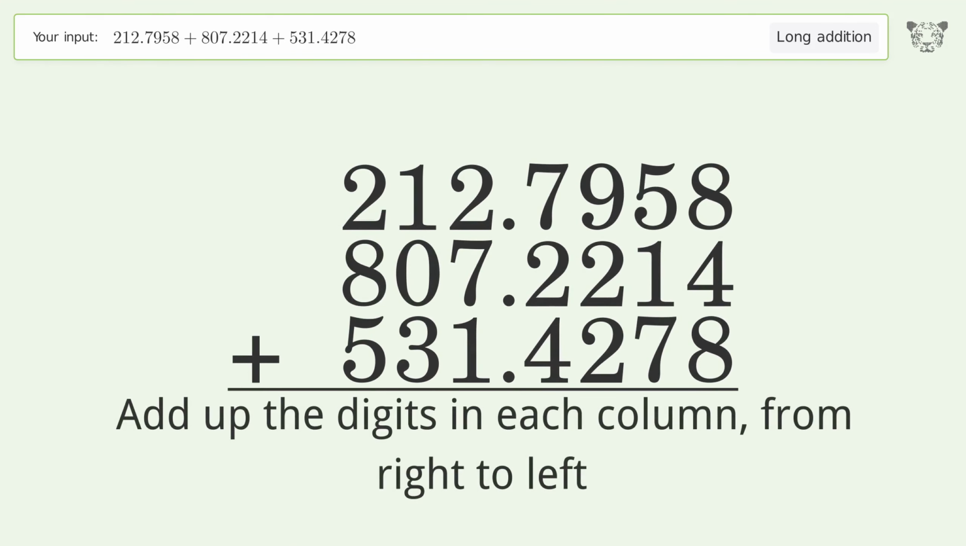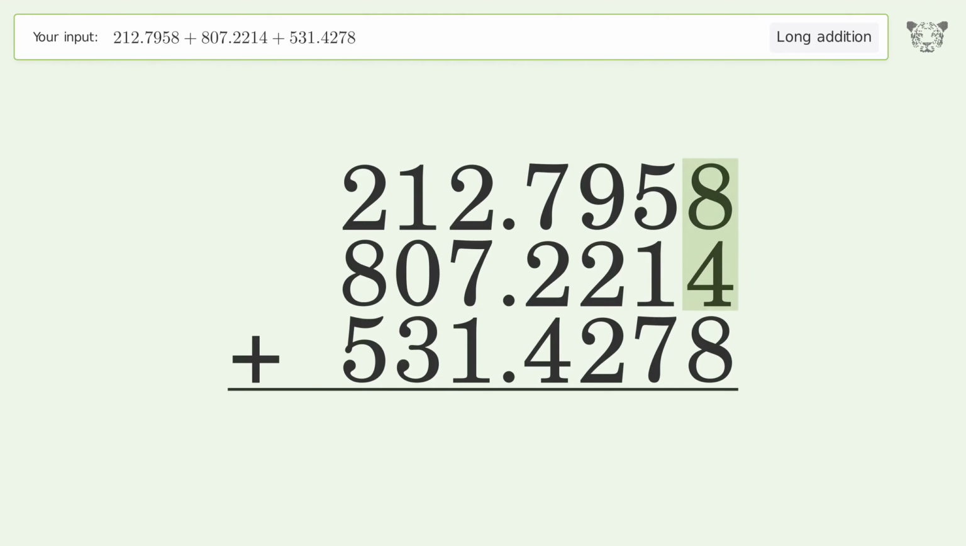Add up the digits in each column, from right to left. 8 plus 4 plus 8 equals 20. Carry 2 to the thousands place. 2 plus 5 plus 1 plus 7 equals 15. Carry 1 to the hundredths place.